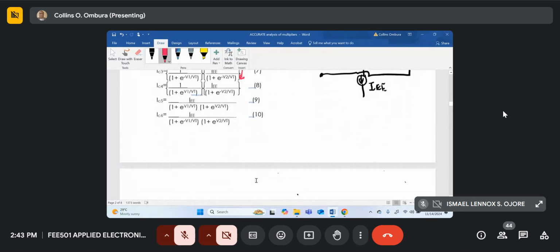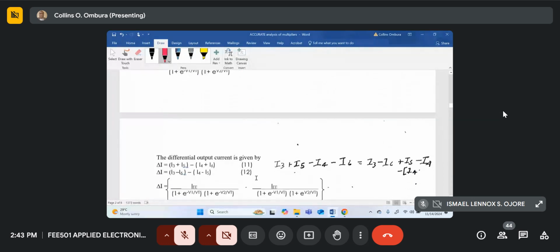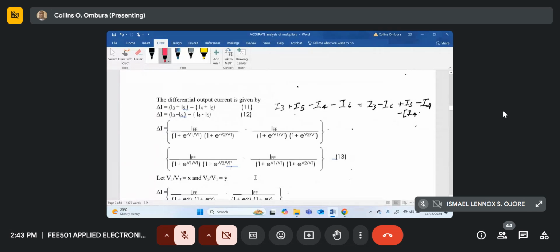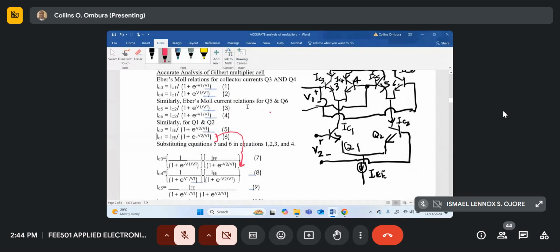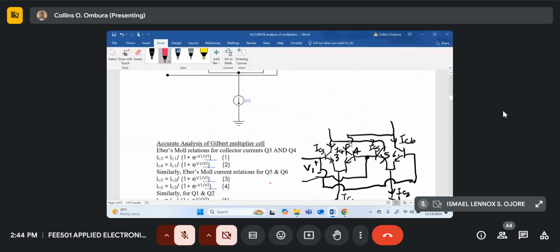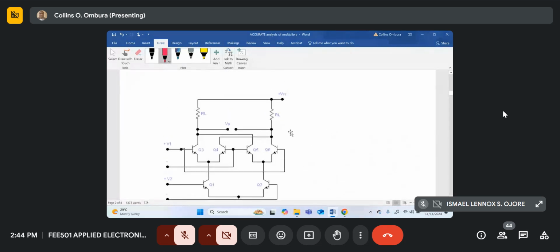Okay, so next, I want to consider what is known as the differential output current of the circuit. The differential output current is actually used to obtain the differential voltage. So what is the differential current? If you use this circuit over here, or even use the cleaner circuit here.